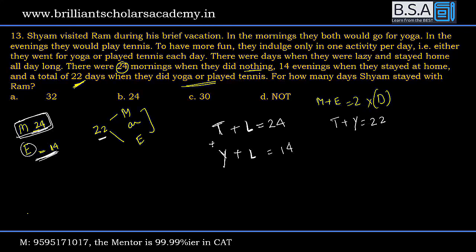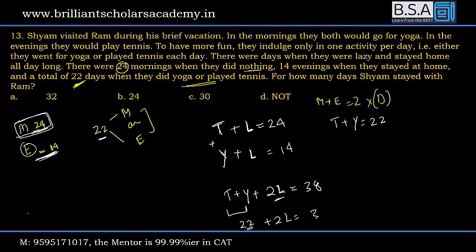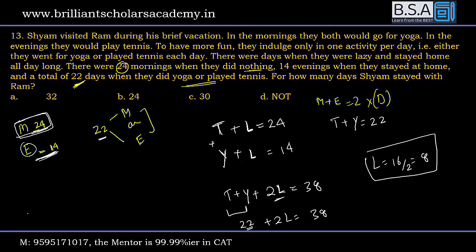So if I simply add both these hints, I will have t plus y plus twice of L, because there are two instances, lazy in the one, lazy in the two instances. That is equal to 38. If I put this number here, that is 22 plus twice lazy is equal to 38. That gives me lazy is equal to 16. Cancel 16 by 2. That is 8. See, because they are being lazy in the morning, lazy in the evening. There are 8 days of laziness.